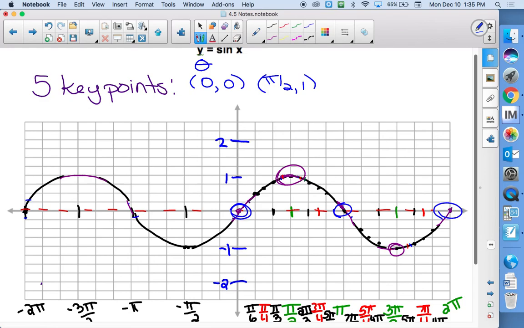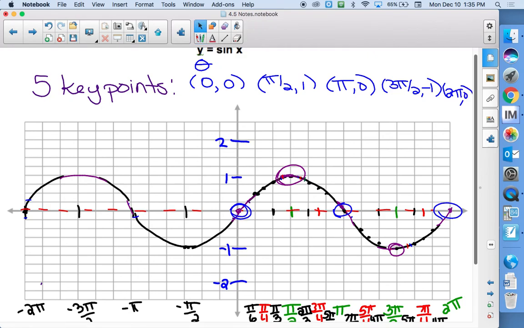The third important point, key point, is at pi because it's another x-intercept. The fourth one is at 3 pi over 2. That's the minimum value at -1. And then when we spin one full rotation around the circle, we're back at 2 pi, or the value of 0. Every sine graph starts with those 5 points.